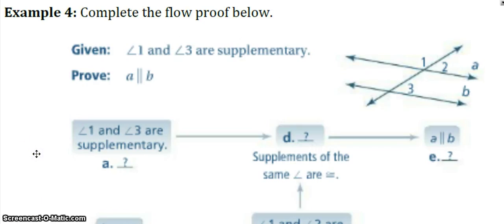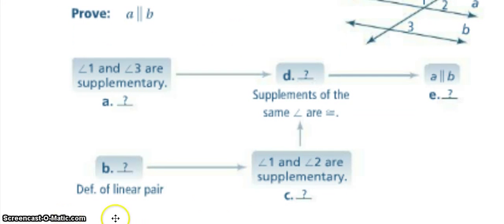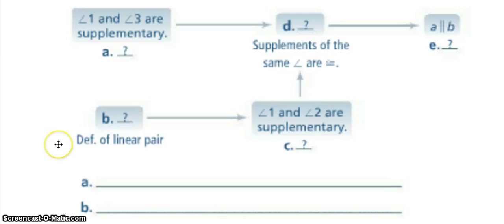So now we want to fill in the missing parts of our flow proof here when we start knowing that 1 and 3 are supplementary and we need to prove that A and B are parallel. So go ahead, pause the video, try to fill in all the missing sections. I forgot, I gave you the completed version in your notes.